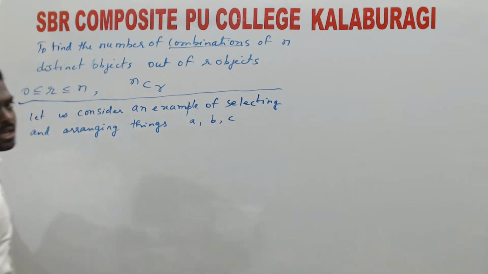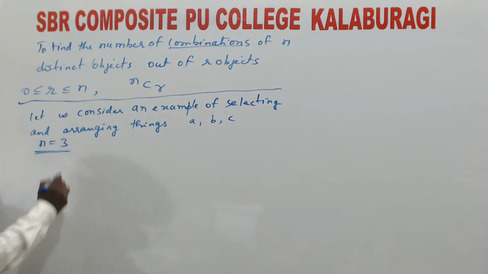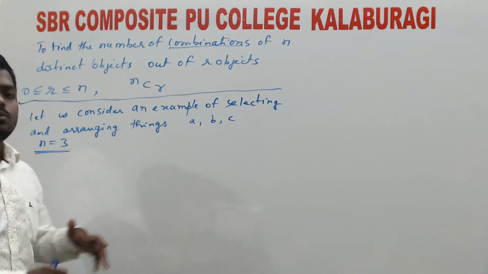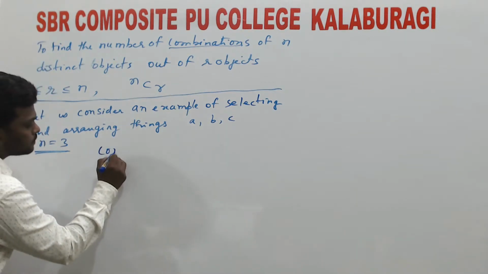A, B, C. There are three objects given. So what is n here? n is 3. So now let us see, based on this, we shall see permutation as well as combination.